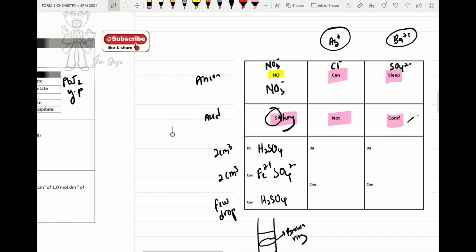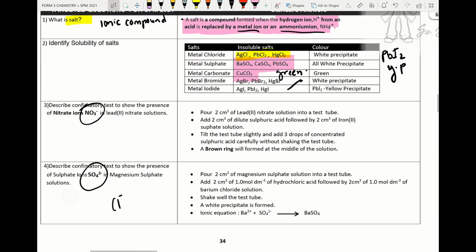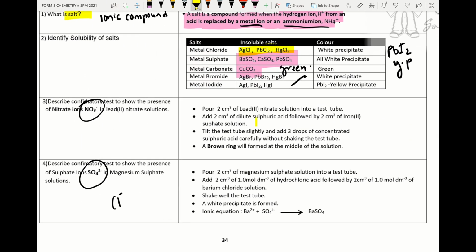How to answer in essay form is given in the module. So how to answer this one? We try to read the question. Describe the confirmatory test to show the presence of nitrate ion in lead(II) nitrate solution. So pour 2 cm³ of lead(II) nitrate solution into a test tube. We need to add dilute sulfuric acid followed by concentrated iron(II) sulfate solution, and we add 3 drops of concentrated sulfuric acid. These are the solutions that students must remember.